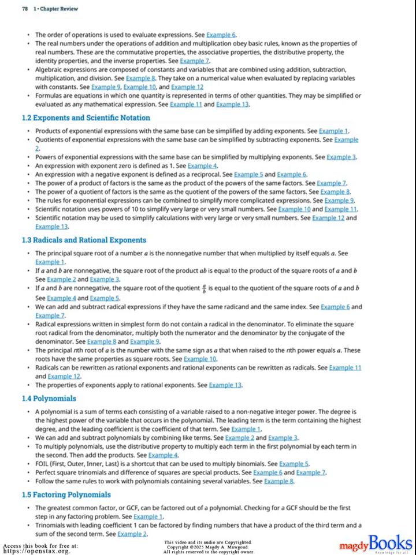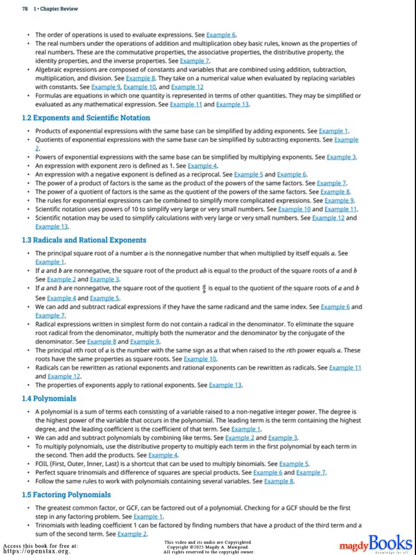1.1.6. Algebraic expressions are composed of constants and variables that are combined using addition, subtraction, multiplication, and division. See Example 8. They take on a numerical value when evaluated by replacing variables with constants. See Example 9, Example 10, and Example 12. 1.1.7. Formulas are equations in which one quantity is represented in terms of other quantities. They may be simplified or evaluated as any mathematical expression. See Example 11 and Example 13.